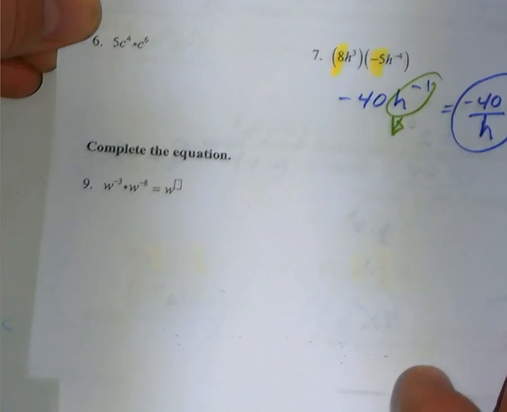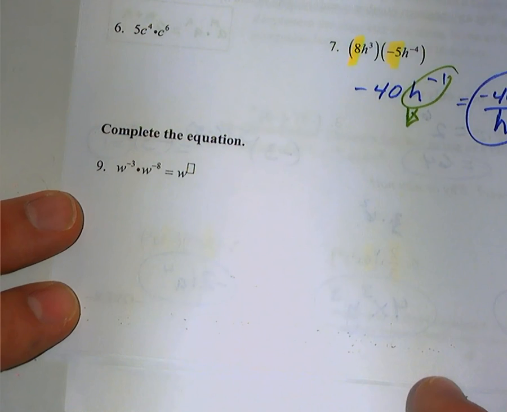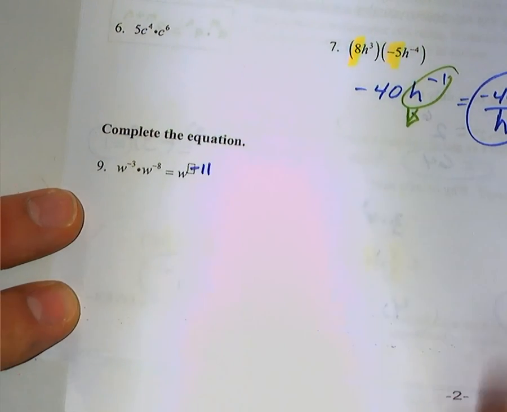And last but not least, what goes in the box? What's in the box? Negative 11. There we go.